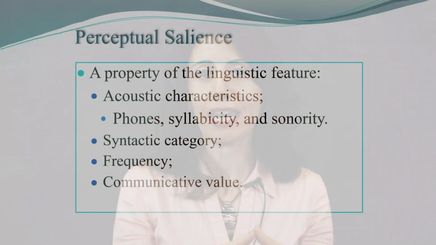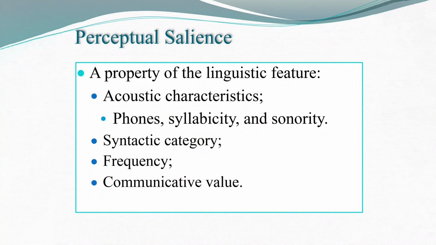Much of the research has focused on perceptual salience, on aspects of the linguistic features themselves. For example, syntactic category. Content words, verbs, nouns, adverbs are more salient and easily noticed by learners than function words such as prepositions, articles, or determiners. There are also auditory aspects such as sonority and phones, or even the communicative value of the form, how much the form contributes to the referential meaning of the sentence.